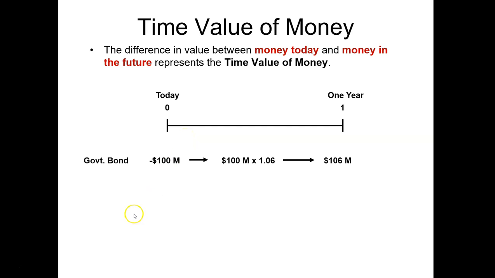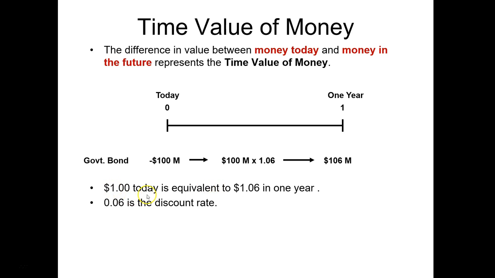In this example, you make $100 million investment in government bond, and then 1 year after, you have $106 million for sure. So we say $1 today is equivalent to $1.06 1 year ahead. Here, 0.06 is the discount rate or the interest rate.